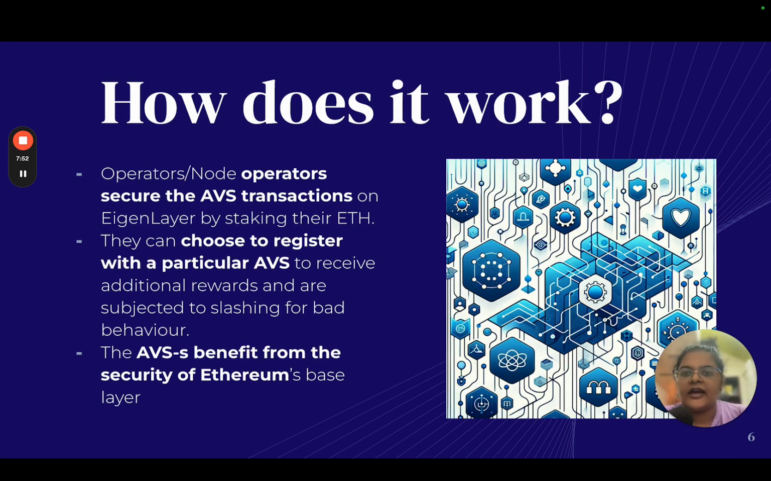Now, on the other end, the AVSs benefit from the security of Ethereum's base layer because the operators are actually working with the restaked ETH. So when you go to EigenLayer and you deposit your restaked ETH, you can delegate these tokens to an operator, and these operators are the ones securing the AVS transactions. So the AVSs actually benefit from the security of Ethereum's base layer itself.